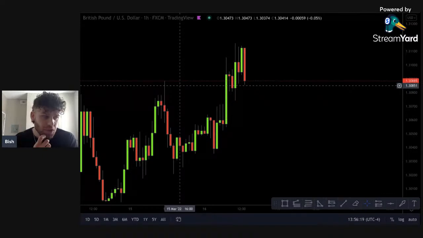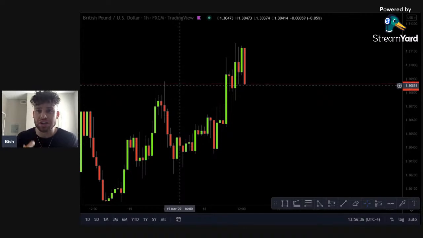Number two, what I have found about fundamentals is that when it comes to fundamentals, it's not the fundamental event that comes out. For example, if there's a monetary policy statement that comes out, it's not the statement itself that is going to move the market. It's the human reaction to the statement itself that moves the market.